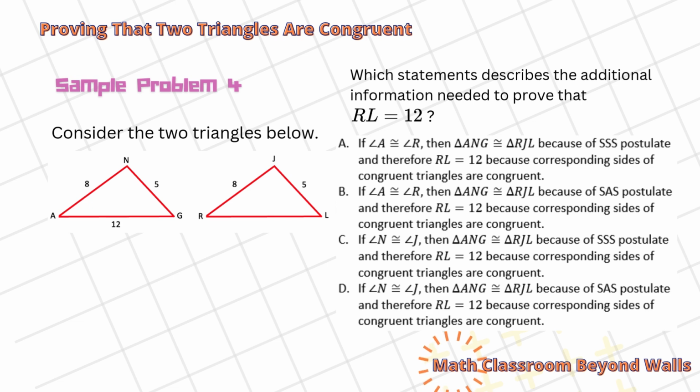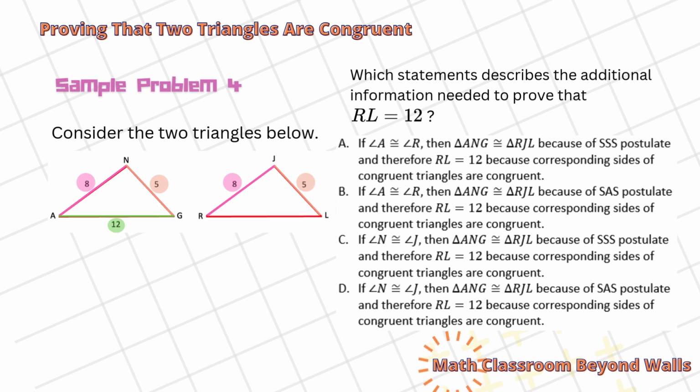Okay, as usual, we begin by reading the whole problem and may read it several times when needed to know what we're looking for, to determine what are given, and to figure out how the given information help find what we are looking for. What are we looking for here, learners? You're right. We are to choose from the options which statement describes the additional information needed to prove that RL is 12. What are we given here? We're given a drawing of the two triangles with side lengths.